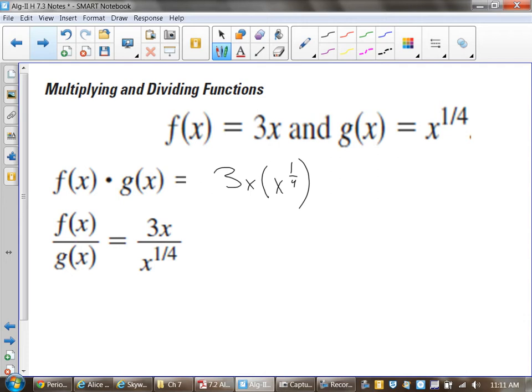Do those guys have the same variables? Both an x variable, so it's the same base. But they have different exponents, correct? One of them is a 1. The other one is 1/4. What's 1 plus 1/4? 5/4. Thank you. So my final answer is 3x to the 5/4.